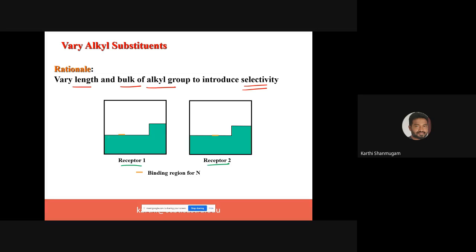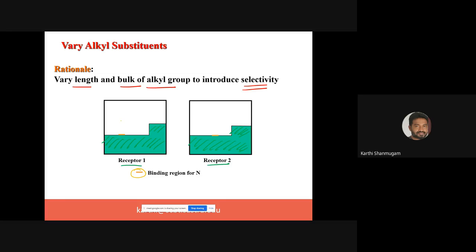Do you find any difference in the architecture of the binding site of receptor 1 and receptor 2? What differences do you find? Binding region is varying. Which region do you say is the binding region? The yellow color, right? Yes, sir. Okay, absolutely right. The binding region in receptor 1 and receptor 2 are not the same, they are different.